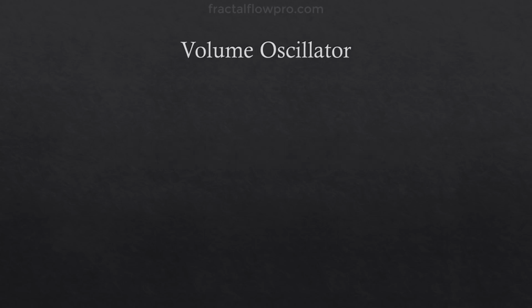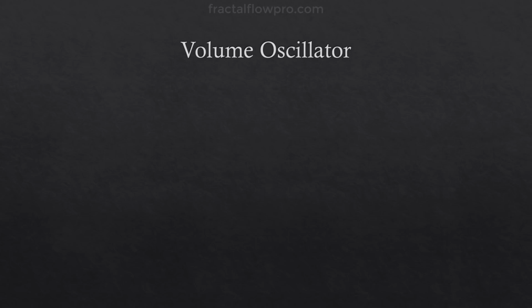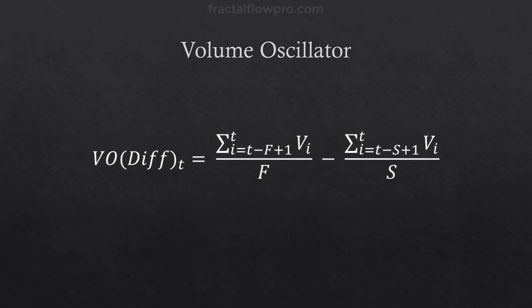The volume oscillator makes it easier to observe the rise and fall in volume by calculating the difference between a fast and a slow moving average of the raw volume. The formula for the volume oscillator goes as follows. In this formula, the fast moving average has a period f, and the slow moving average has a period s. The term V sub I in the formula is the volume at index I. For example, the current period has an index of 0, the previous period an index of 1, and so on.